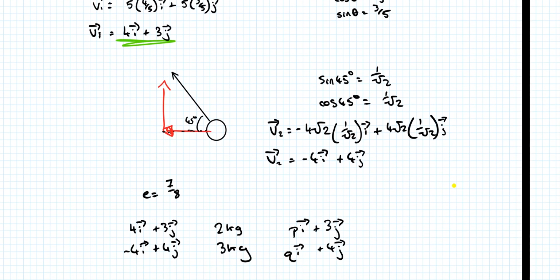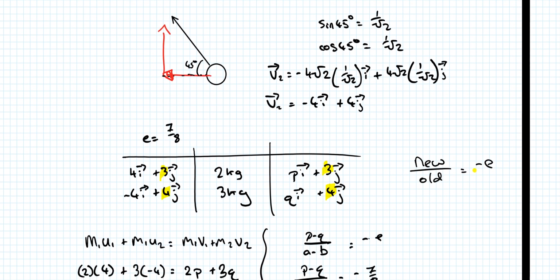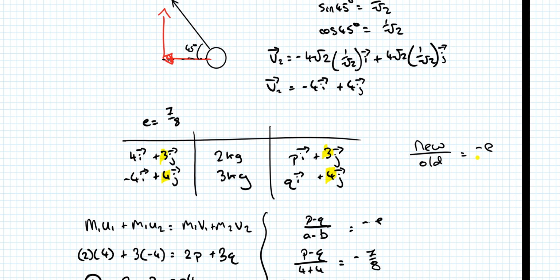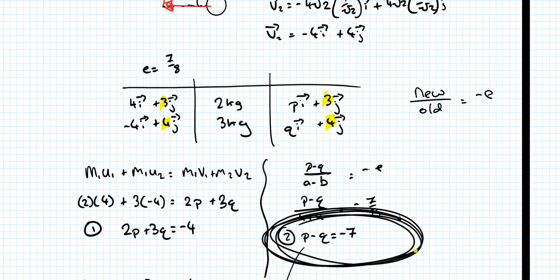So laying it out in our table, we know the velocity to begin with. The j velocity is going to remain the same. So p and q are our only unknowns here. We know that new over old is equal to minus e. And you can do p minus q is equal to minus 7/8 times (4 minus minus 4). Yeah, 4 minus minus 4 is equal to 8, and what you're going to get on the right hand side here is one equation with two unknowns.